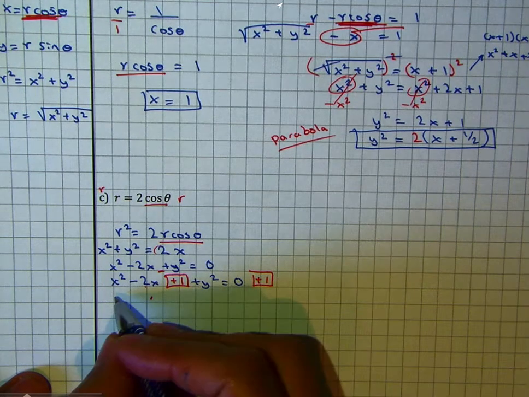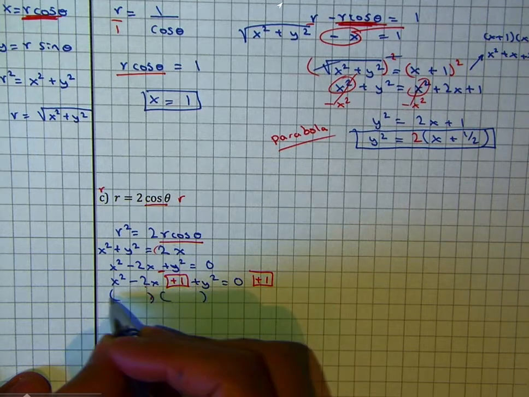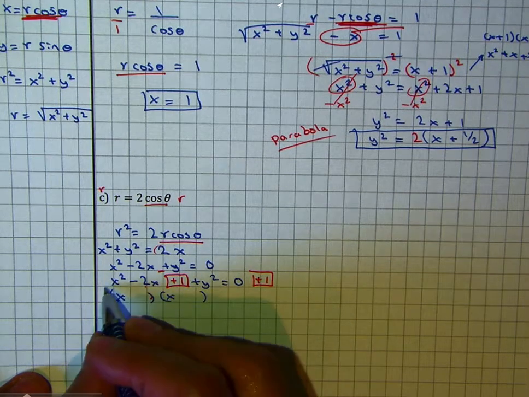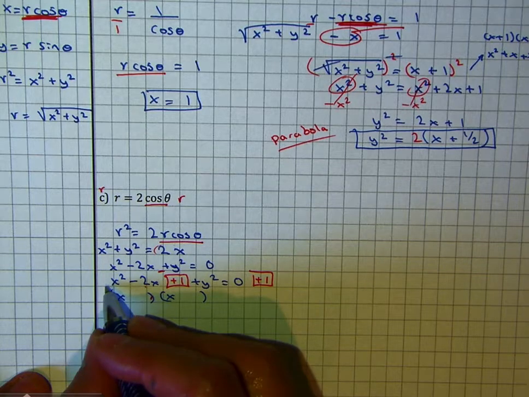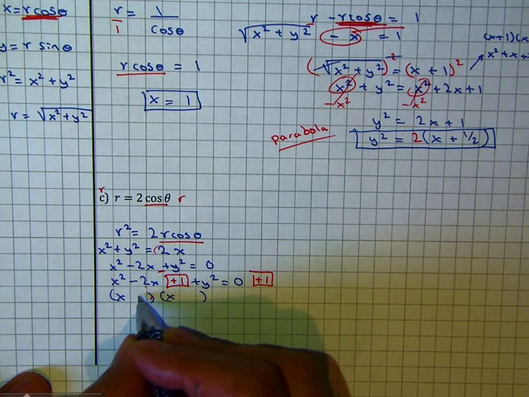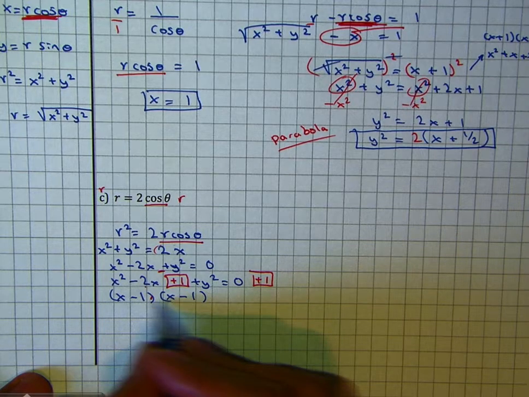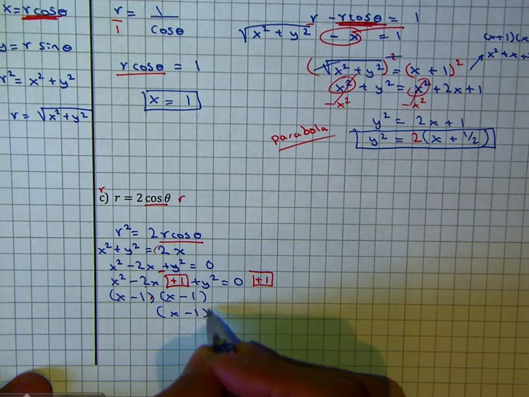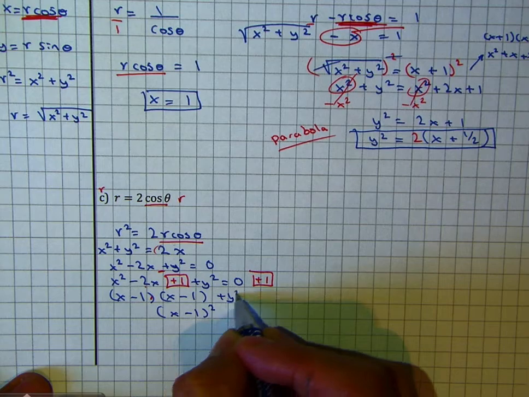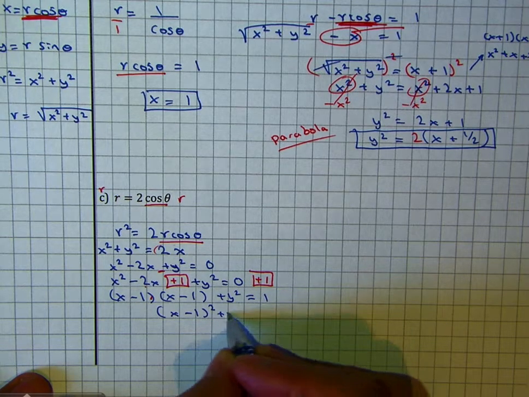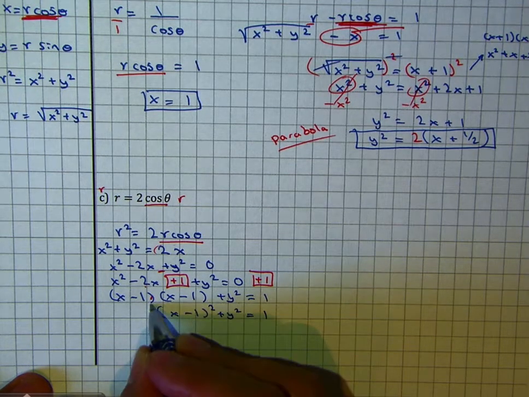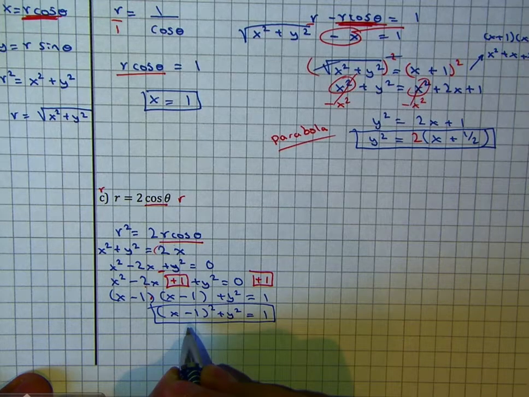I'm going to factor this out. When I factor this out, it's now a perfect square trinomial. Factors of x squared will be x and x. Factors of 1 will be 1 and 1, and they both should be negative. They will always be the same, so it'll be x minus 1 squared plus y squared. And now it's a circle with the center of 1, 0 and radius of 1.